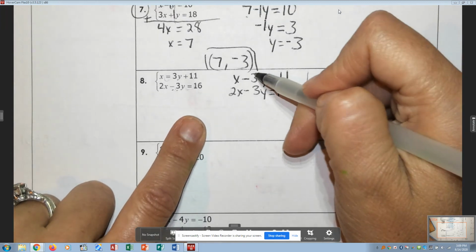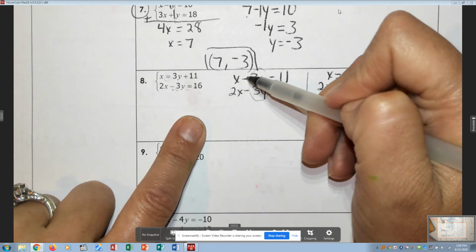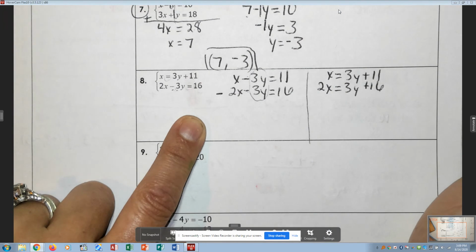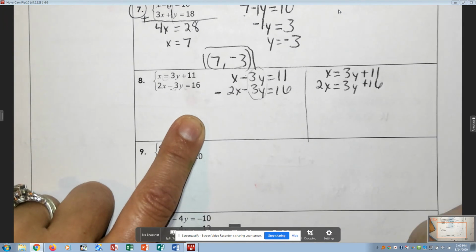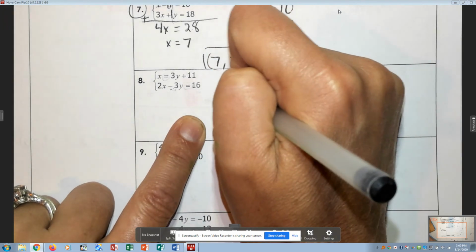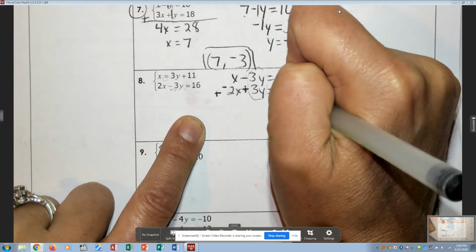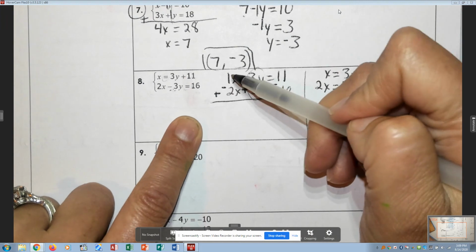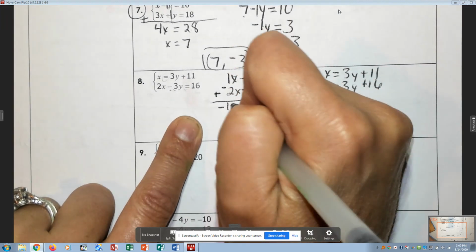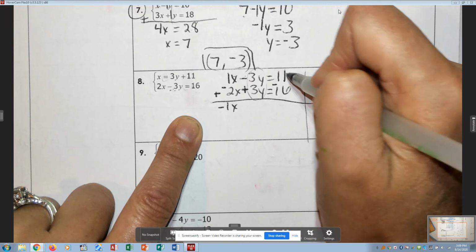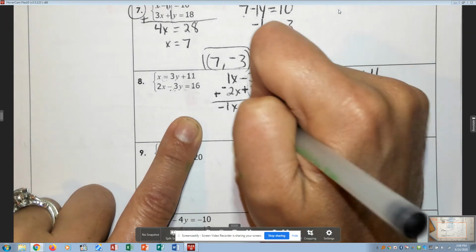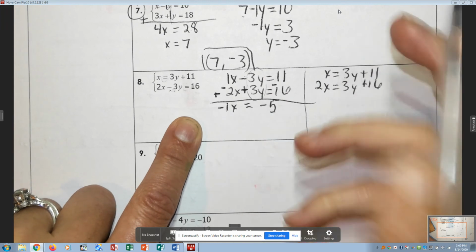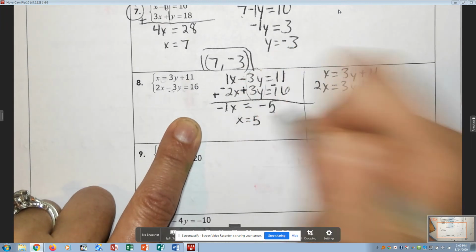All right, so this is what's in common. My y's are in common, but they're the same sign. They're both negative. So I would subtract the two equations. But I hate subtraction, so I'm going to add the opposite, opposite, opposite. Now add them. This naked x has a 1. 1x minus 2x is negative 1x. These eliminate. 11 plus negative 16 is negative 5. Divide by negative 1, divide by negative 1. X is equal to positive 5.